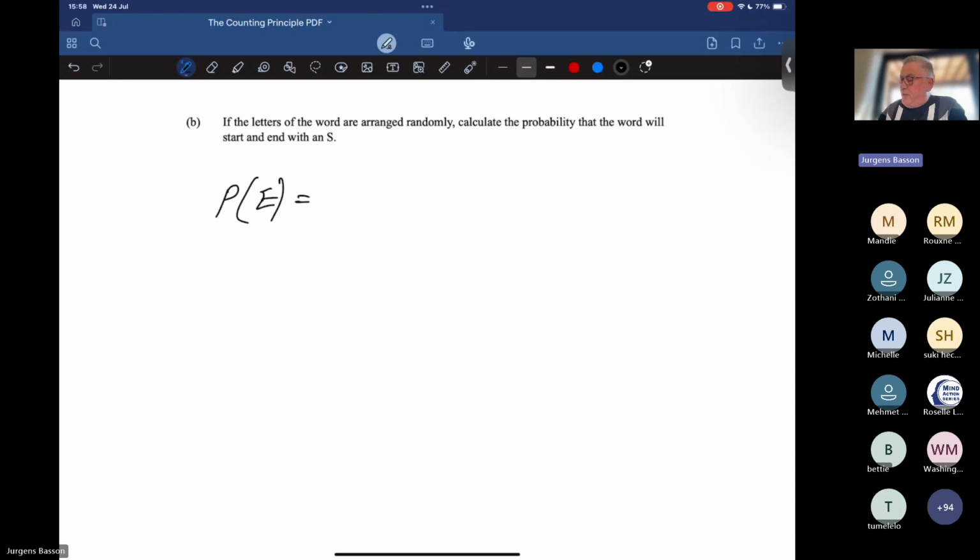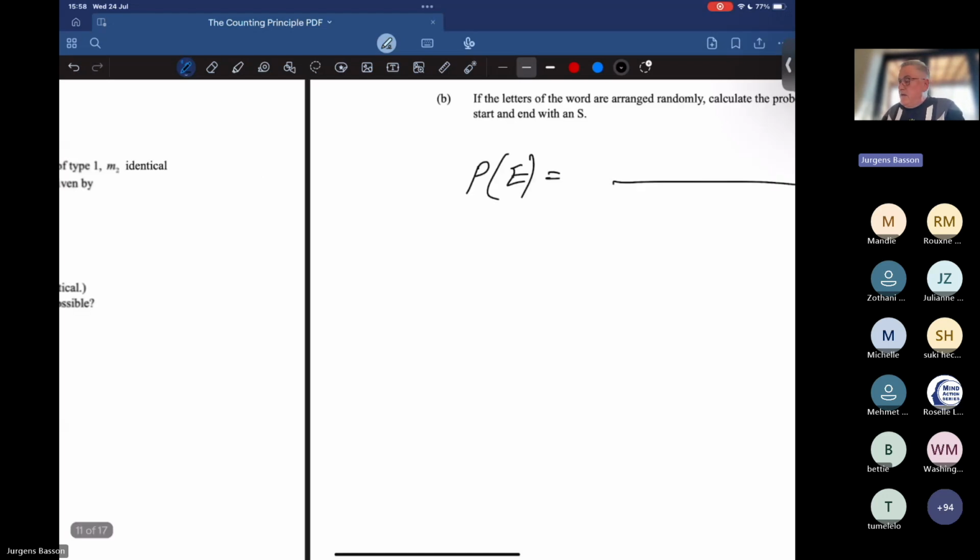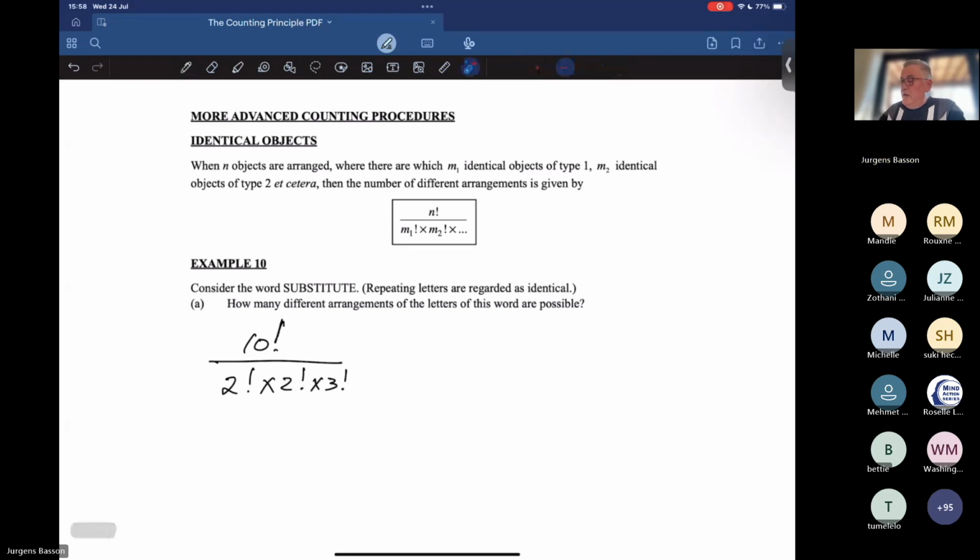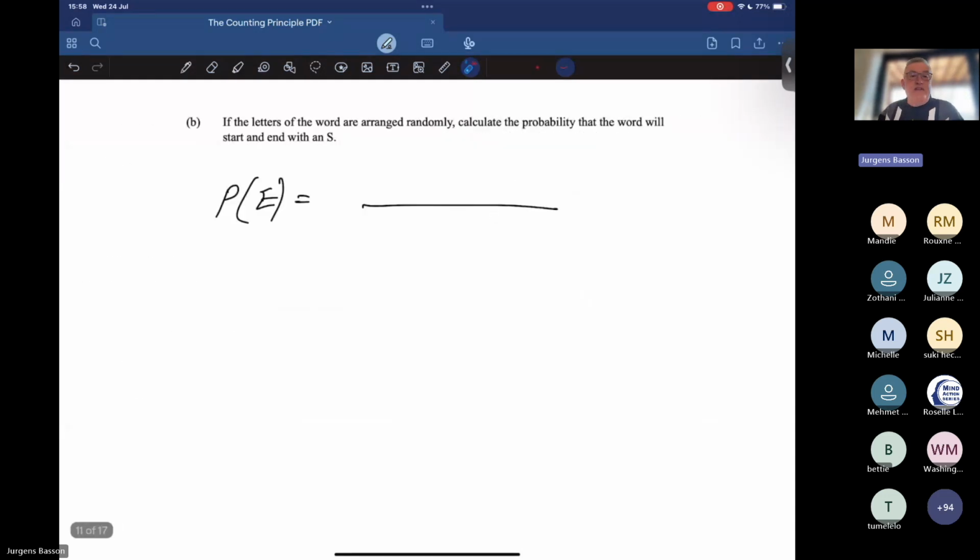So if I want the probability, then I always like to write down my denominator first. And my denominator, I hope you agree with me, is this, because there was no restriction. It was just the word substitute. How many ways can we arrange those letters? 10 factorial over 2 factorial, 2 factorial, and 3 factorial. So that is what we're going to write down below the line. So we say 10 factorial over 2 factorial times 2 factorial times 3 factorial.